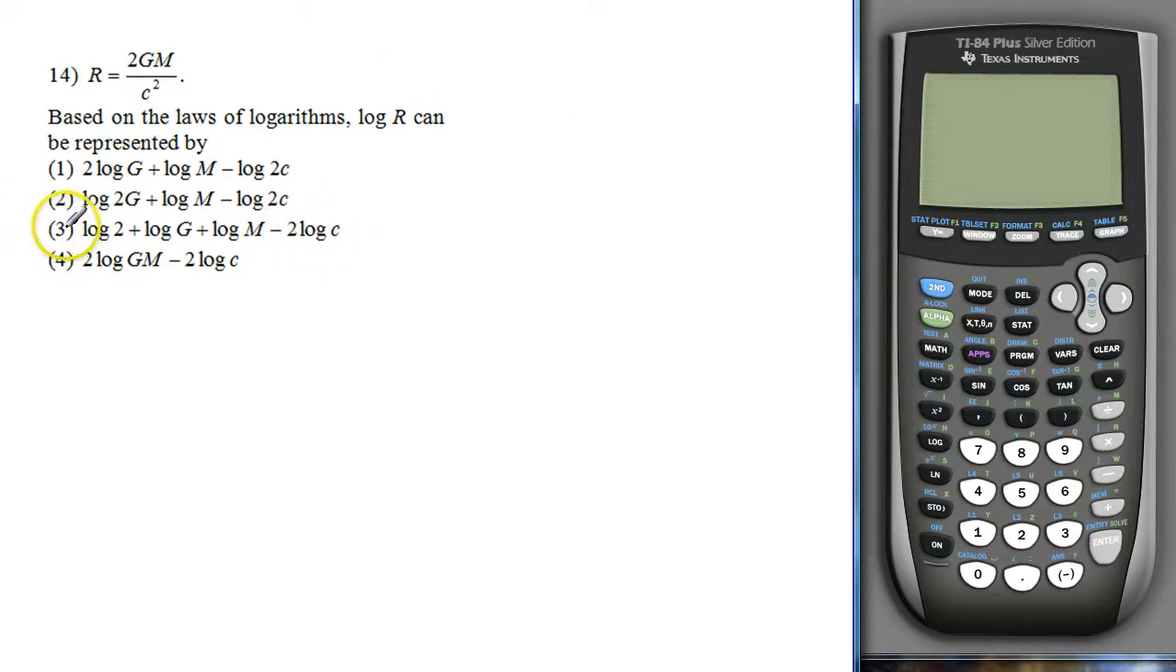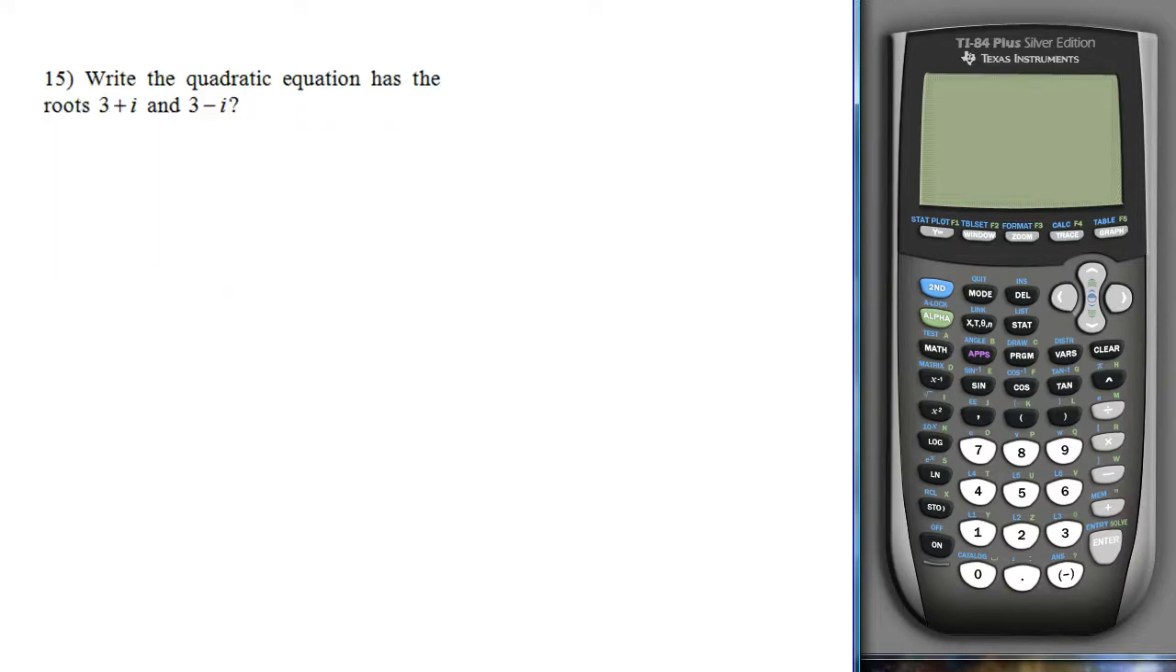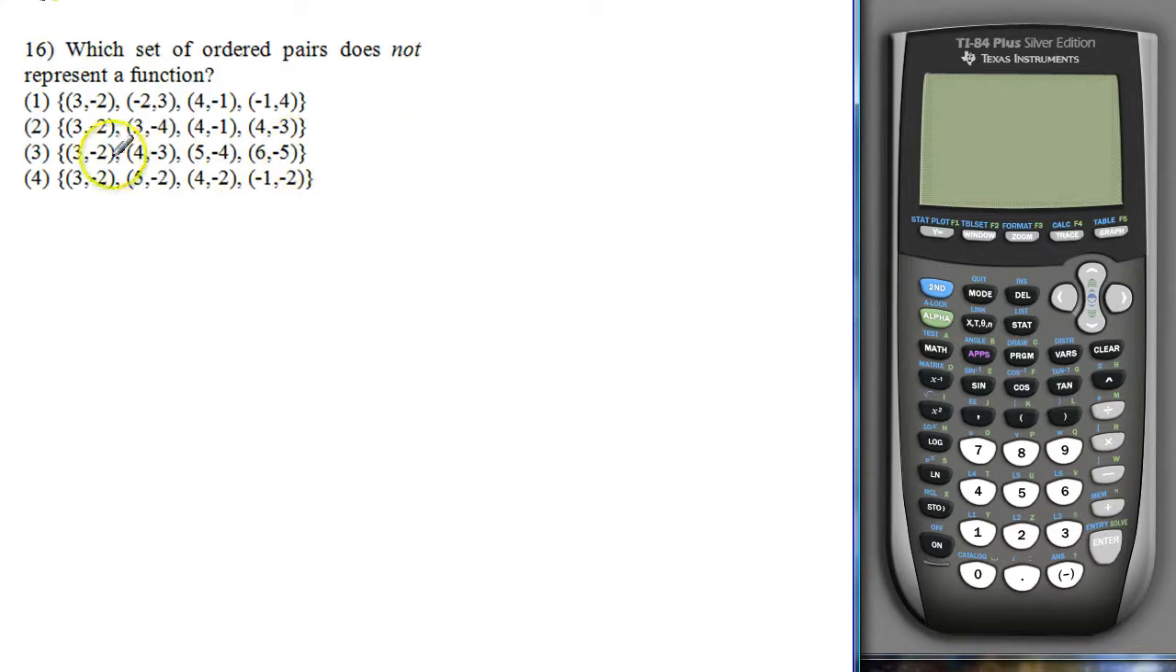14, choice 3. 15, x squared minus 6x plus 10 equals 0. You must have equal 0 because it's an equation. And finally, 16, choice 2. So now if you had problems with any of those, fast forward to the ones that you have an issue with, or watch the whole thing if you're really not sure about any of it.